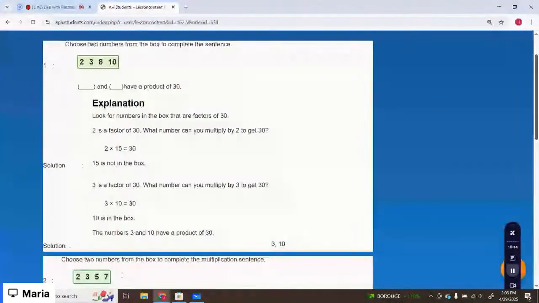Which two numbers have a product of 30? You need to find two numbers that have the product 30. So you can make the factors of 30, right? Which numbers when multiplied make 30. So you are given 2, 3, 8, and 10. If you look at the number 2, 2 times 15 makes 30. But you are not given 15 over here, right? Then you look at 3. 3 times 10 is 30. We have 10 here. So that means the correct option is 3 and 10.